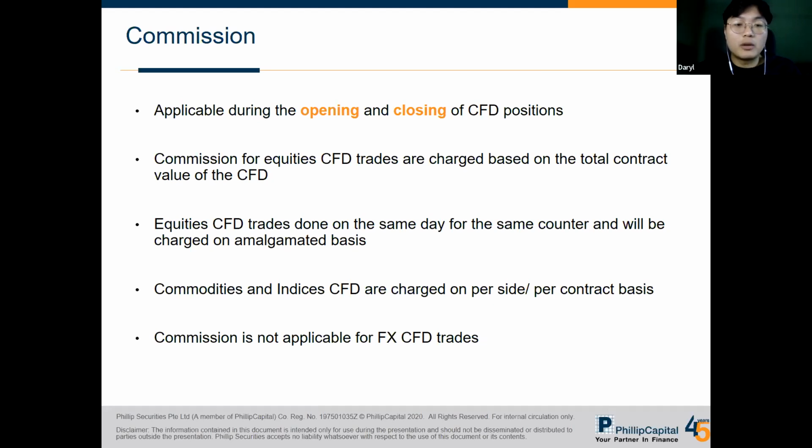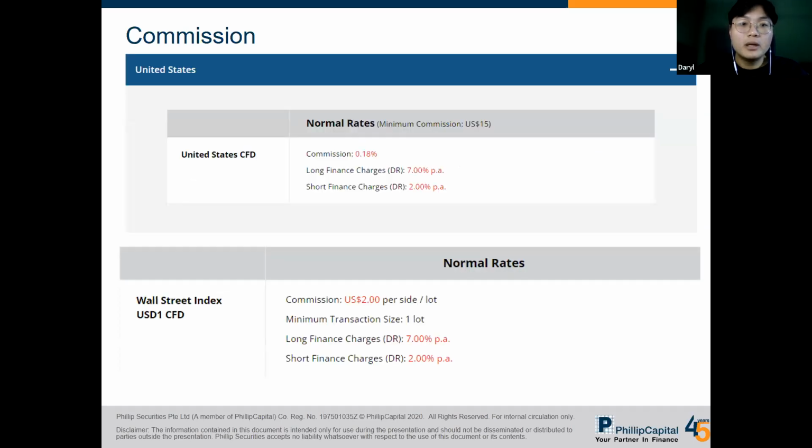For commodities and indices CFDs, they are charged on a per side per contract basis, and commission is not applicable for FX. Based on my past few webinars, quite a number of people have been asking me about commission, and this can be found on our website. Let me show you how to read it.